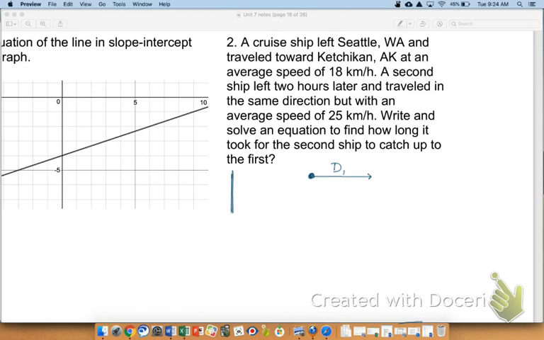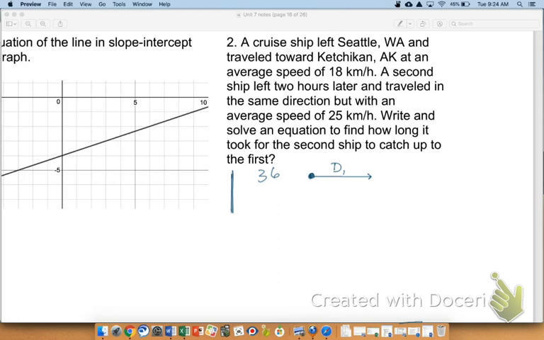How big of a head start? Well, what I'm trying to get across here is that I'm trying to make this really simple and understandable. Not like, whoa, let's go DCS for cruise ship. It's just the first boat. Keep it simple. How big of a head start did that first boat get? 18 times 2, right? 36. Okay, so 36 kilometers of a head start. They cheated, but whatever.